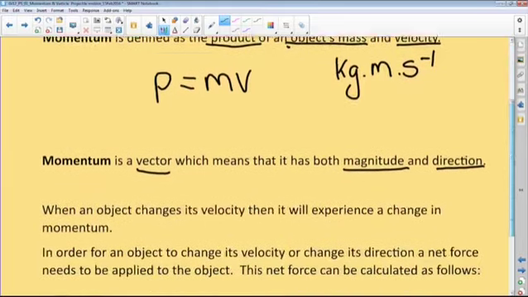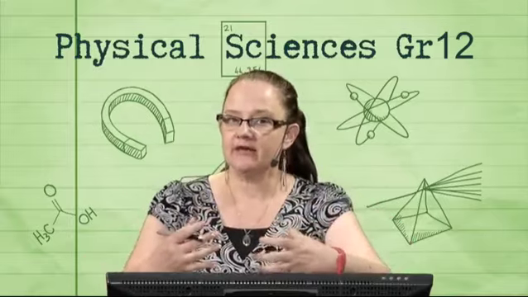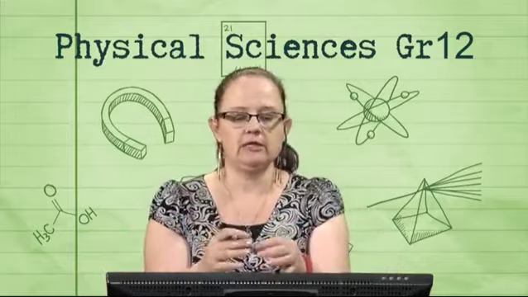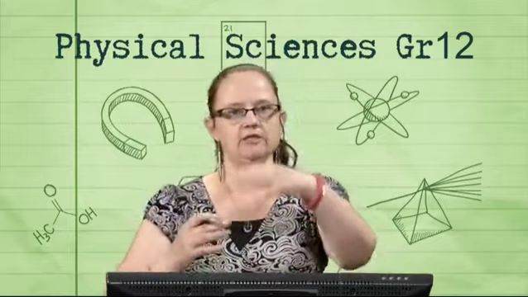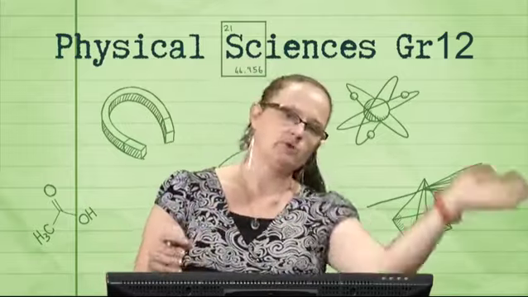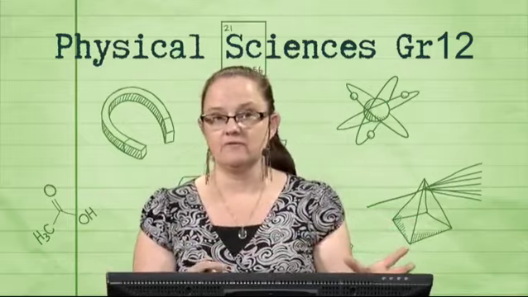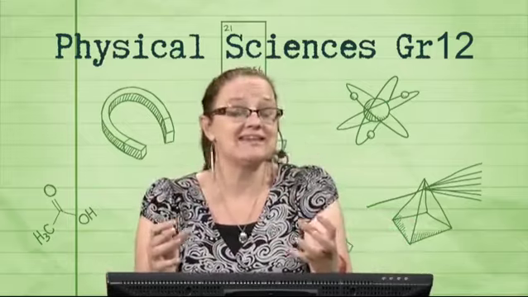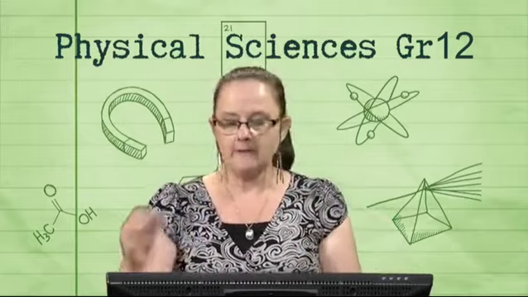Now, if an object changes its velocity, it will experience a change in momentum. That velocity change doesn't have to just be in magnitude. I'm not saying it needs to be that it's going at 2 meters per second and now it's going at 1. It can change direction and still go at the same velocity in magnitude. So be careful there. It's a vector, direction is very important.